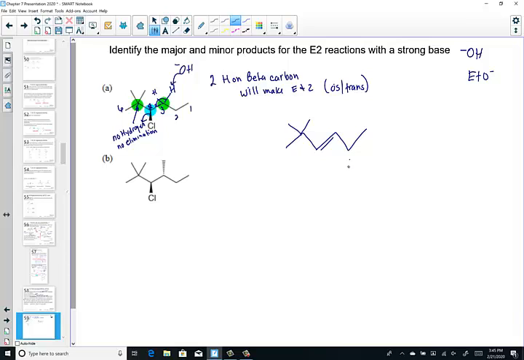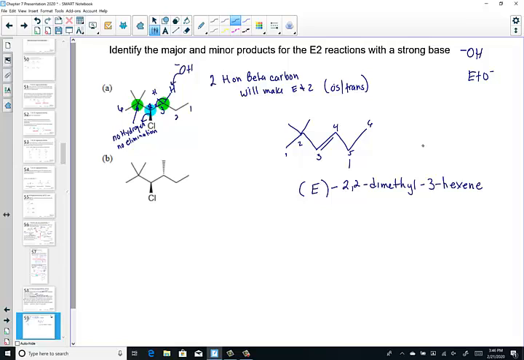So between carbon 3 and 4, we'll have a double bond. 1, 2, 3. This would be 2,2-dimethyl. And at carbon number 3 of a 6 carbon chain, we have 2,2-dimethyl 3-hexene. That's the most substituted. Now let's take a peek at the stereochemistry.